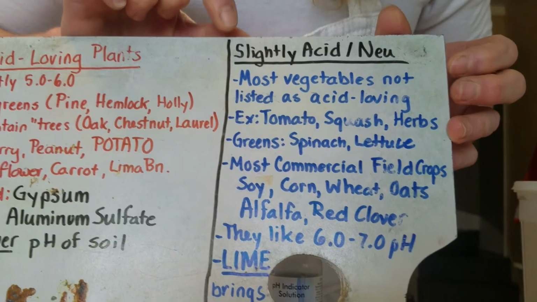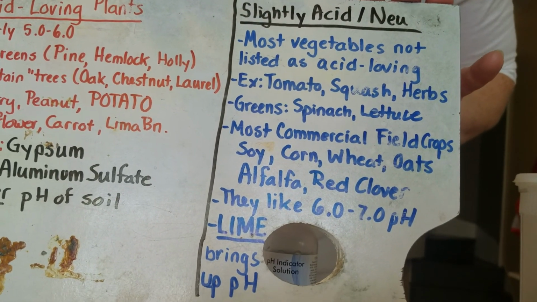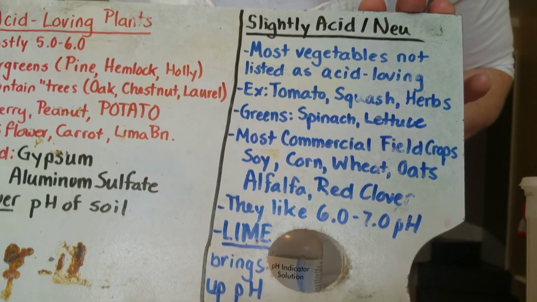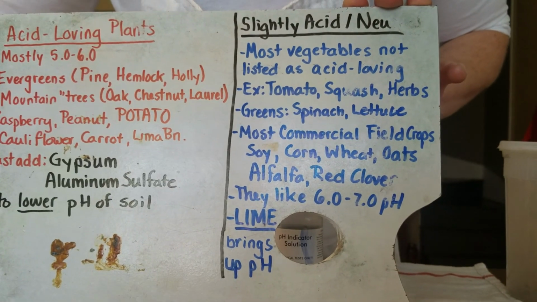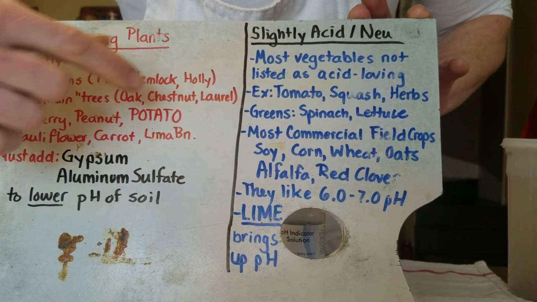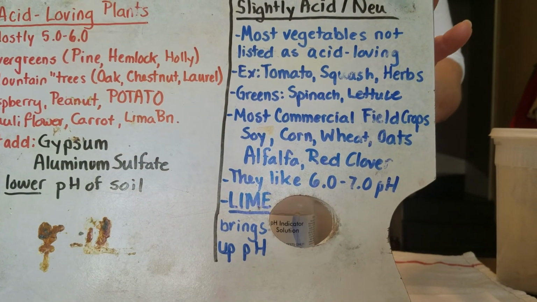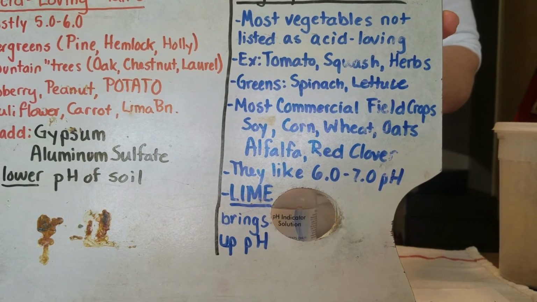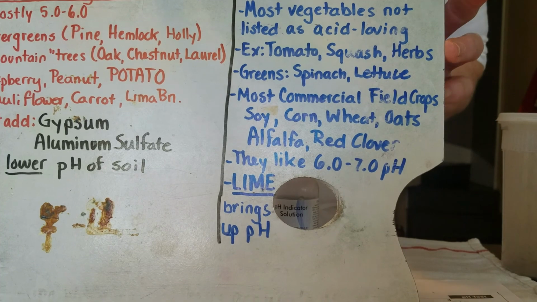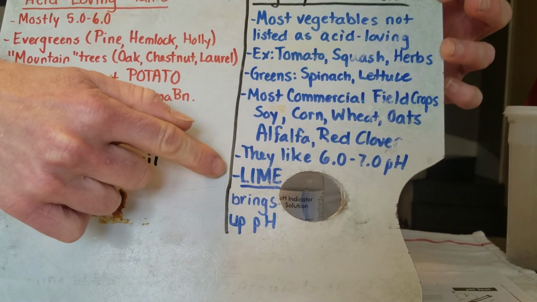Now our plants that love slightly acidic or more neutral soils include most of our vegetables not listed over here. Some of your common ones like squash, herbs, tomatoes, pumpkins. You're also going to see most of our commonly grown field crops like soy, corn, wheat, alfalfa, red clover, things that we would grow around here in Ohio, are going to be in this range. They're going to like their soils mostly between 6.0 and 7.0, and to get it to that level we have to add lime. That's going to bring the soil pH up if it's too low.